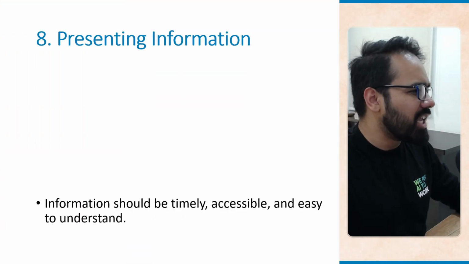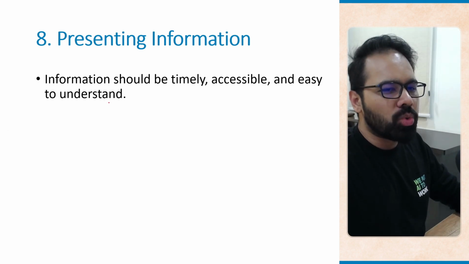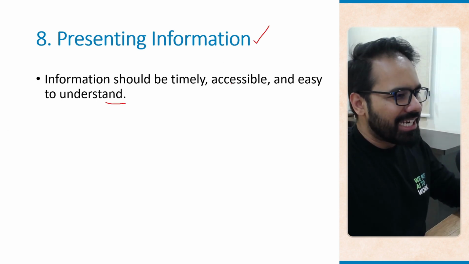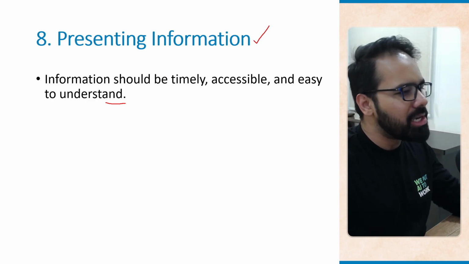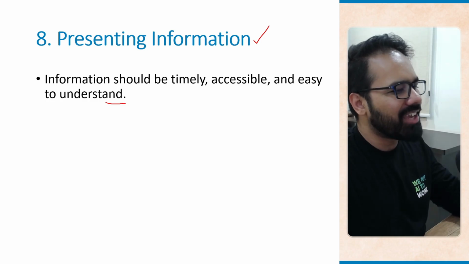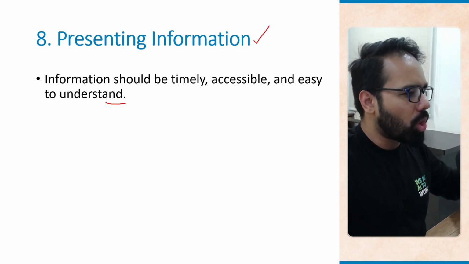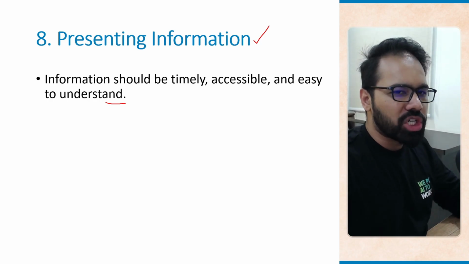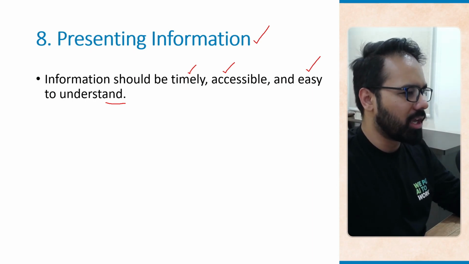Okay, presenting information. Information should be timely, accessible, and easy to understand. So this is about presenting information after you have done your measurements. As an example, team members should know instantly if the checkout testing that you are doing is behind schedule or is on schedule. So whatever information you present, it should be timely, accessible, and easy to understand. There's no point in coming up with different types of bar charts if people are not able to understand what you are reporting.